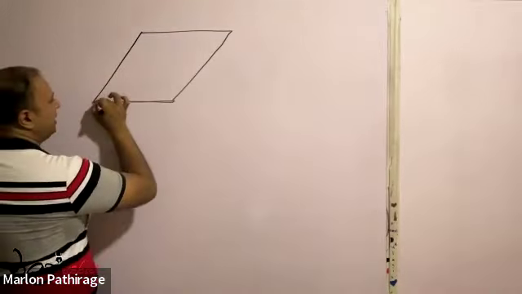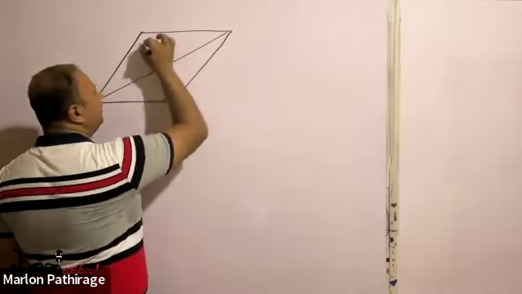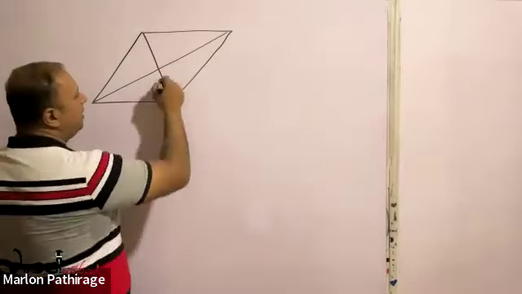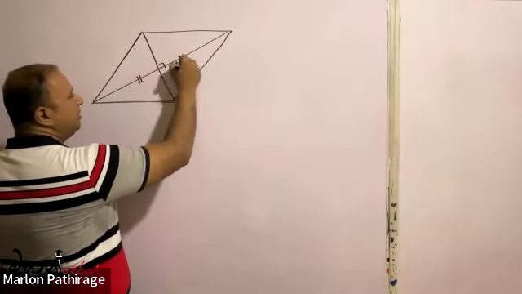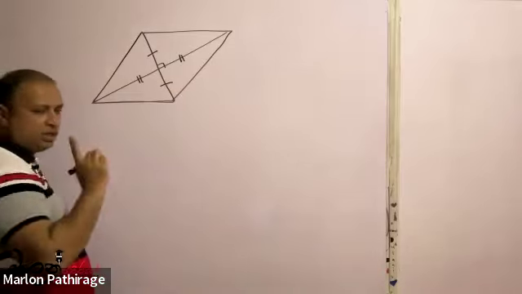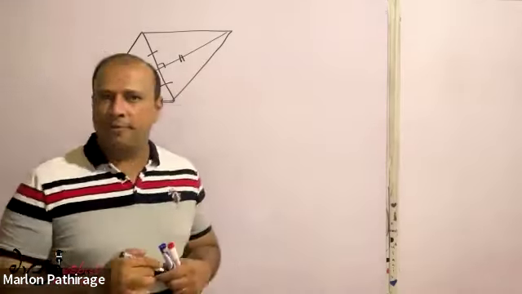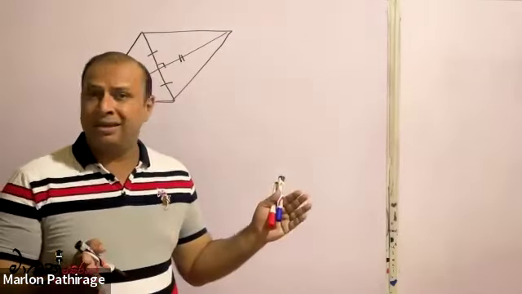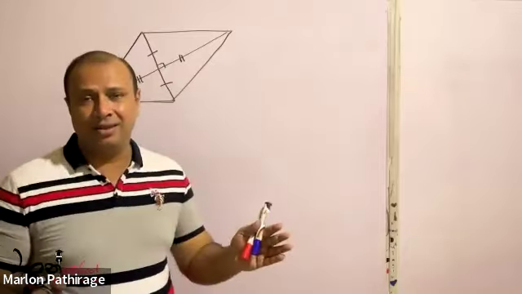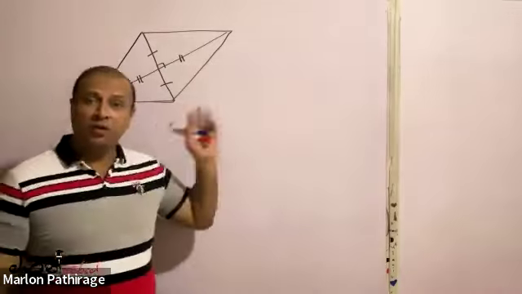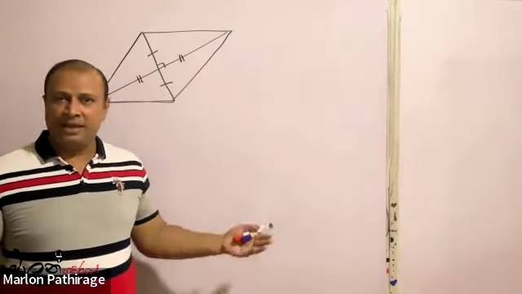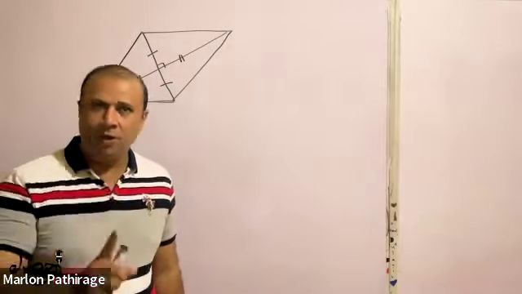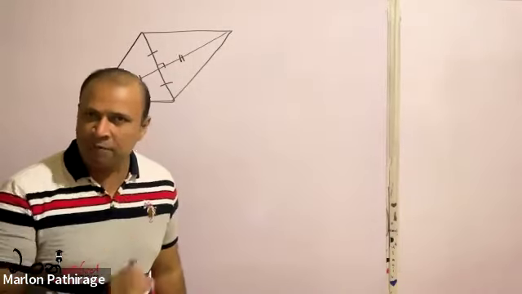Because two diagonals' lengths are given, and it is mentioned they are perpendicularly bisected. If they are perpendicularly bisected, definitely it is a rhombus or square. But if it is a square, the two diagonals should be equal in length. But in this case, the two diagonals are not equal. Therefore, definitely this is a rhombus, not a square. Did you get my point?